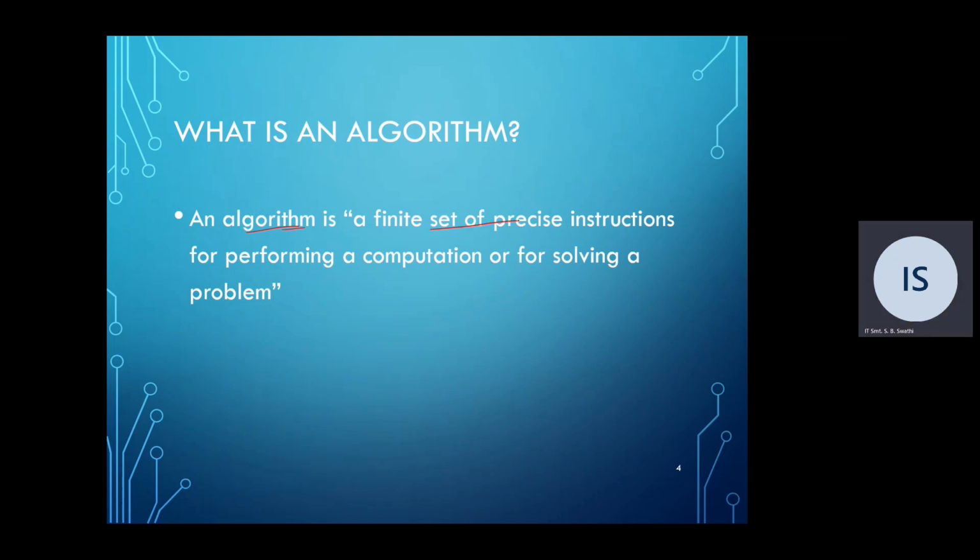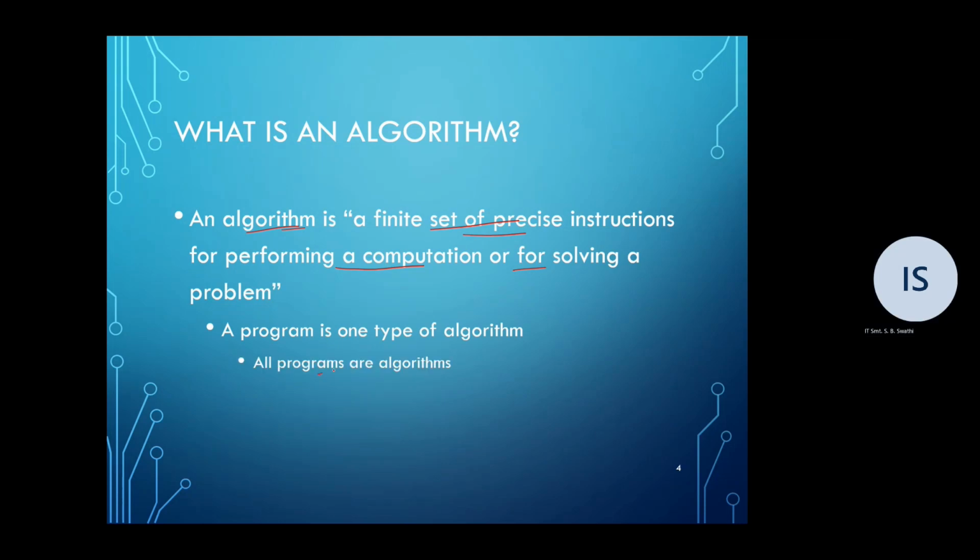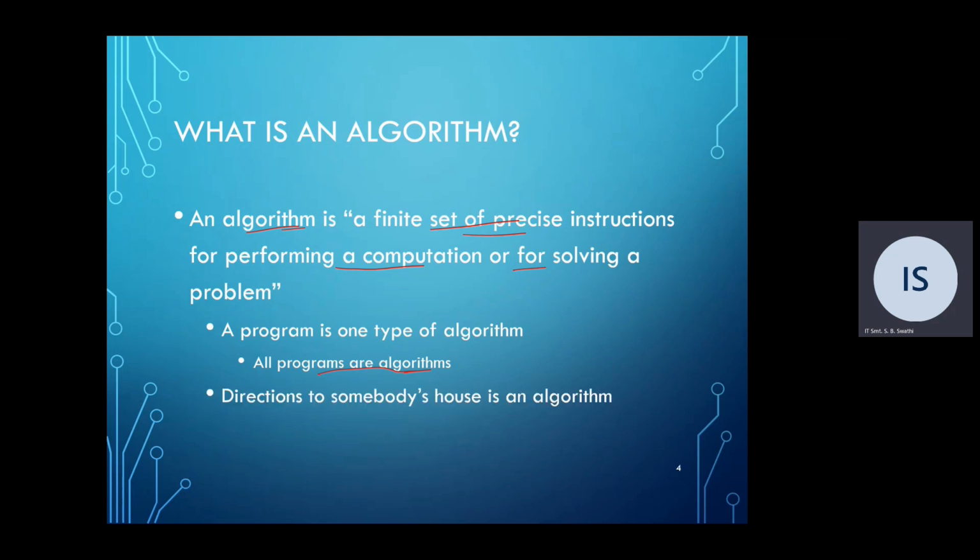Algorithm is a finite set of precise instructions for performing a computation or for solving a problem. It helps to write a sequence of instructions, which are the raw instructions which can be converted to a programming language. And a program is a type of algorithm, and all the programs whatever we write are based upon algorithms.